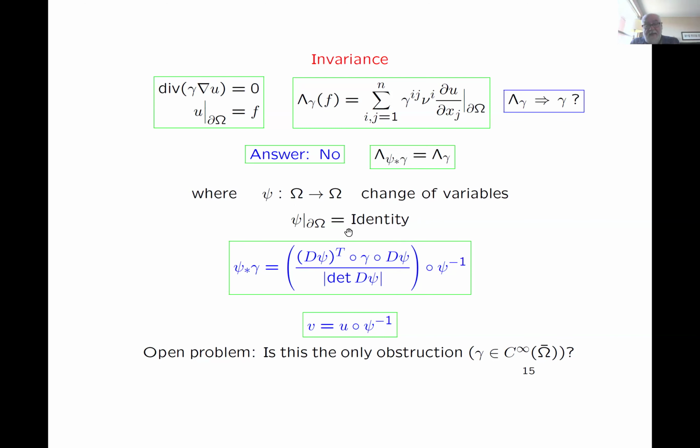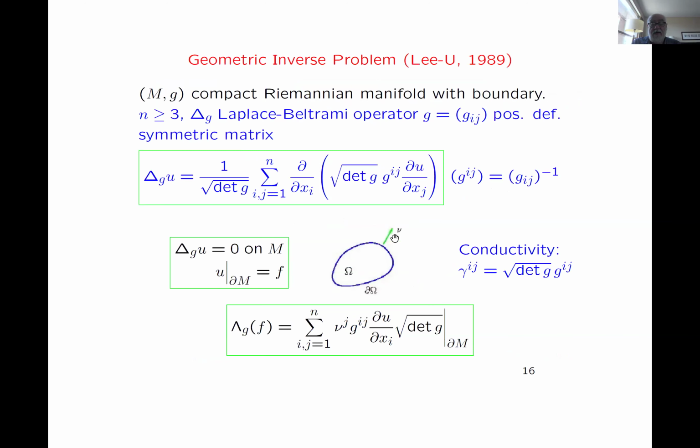But the question is whether this is the only obstruction. Is there any other obstruction to uniqueness? This is one of the central questions that remains open in inverse problems. There are some results that I will mention quickly, but this is also a geometric problem.